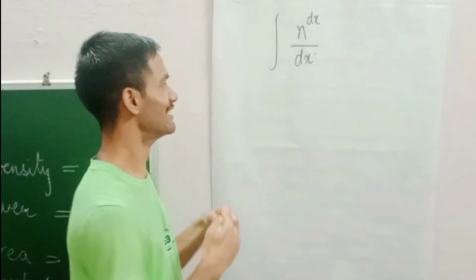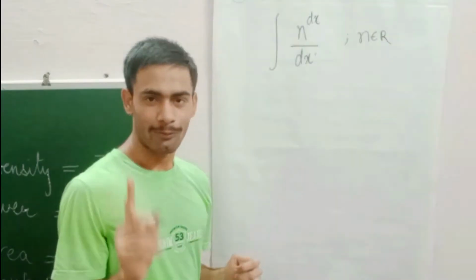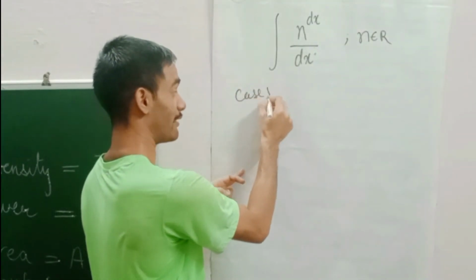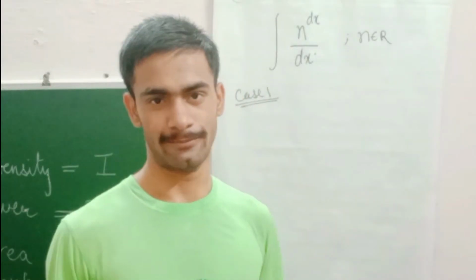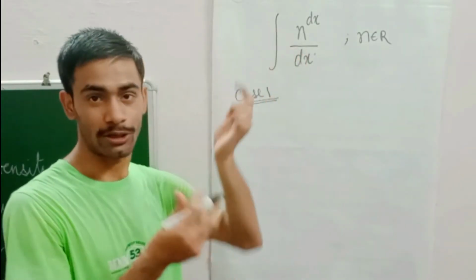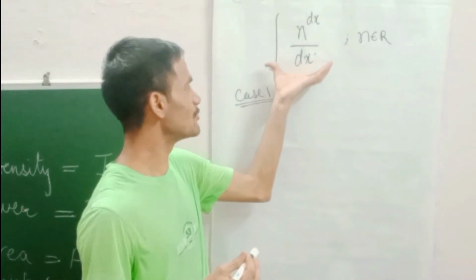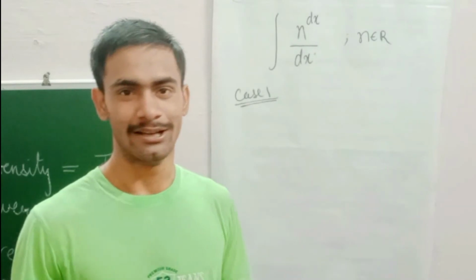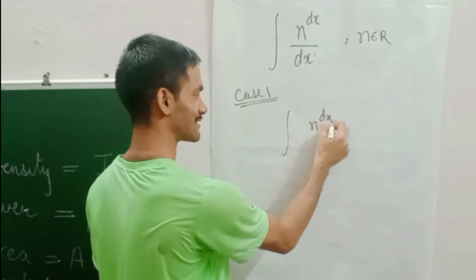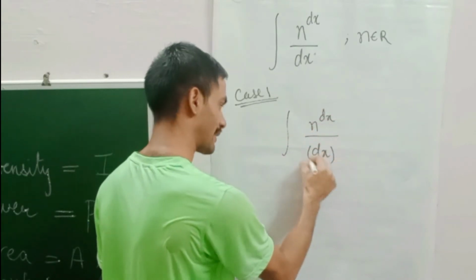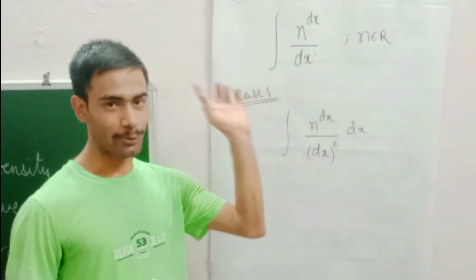One more piece of information is given, that n belongs to R. First approach, case 1, we may integrate this with respect to dx, because you might be seeing dx and you keep on doing integration with respect to dx. So by nature you might perceive this as integration with respect to dx. So you would have multiplied dx, n to the power of dx upon dx square into dx. Now dx is approaching 0.